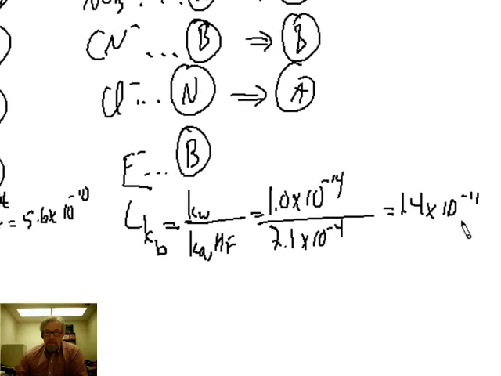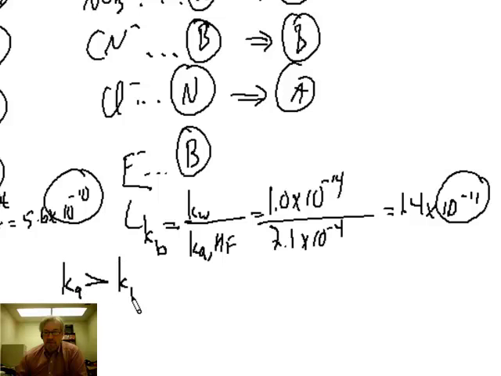Now if we make a comparison, Kb is 10 to the minus 11, Ka is 10 to the minus 10, so that means Ka is bigger than Kb, so that's telling us that this will be ultimately an acidic solution.